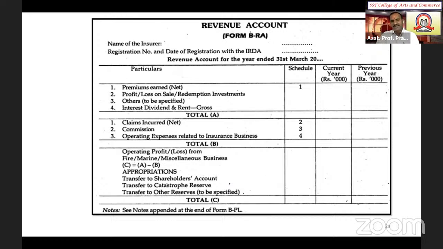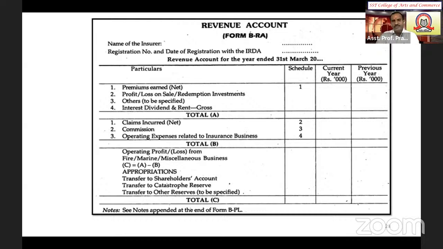From total A, that is income, minus total B, that is expenses, you will get one profit. That profit is called operating profit or loss from fire or marine insurance. And from that profit, you have to deduct some appropriations: transfer to shareholders, transfer to catastrophe reserve, transfer to other reserves. So you must remember that format. And for the 15 marks question, the university will ask you on that basis: you are required to prepare a revenue account.